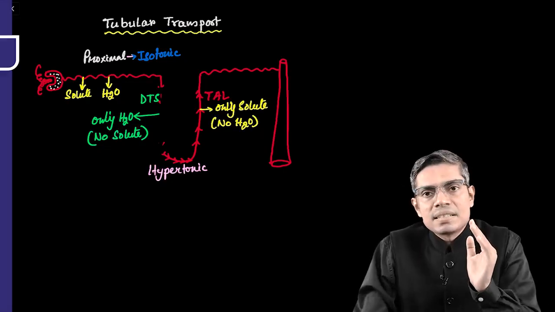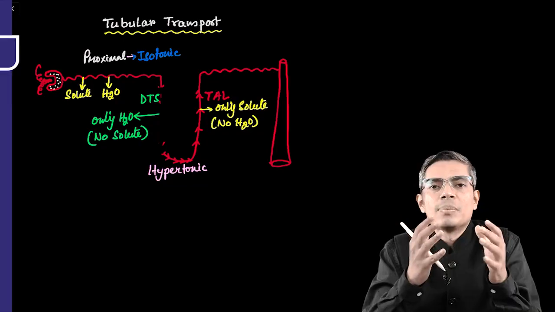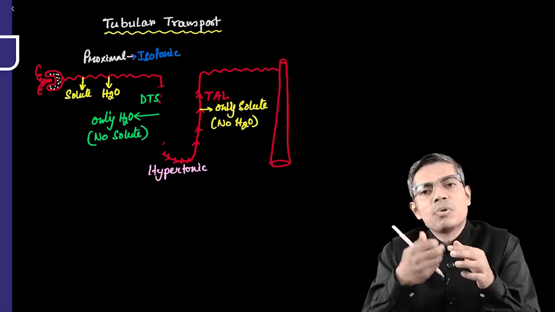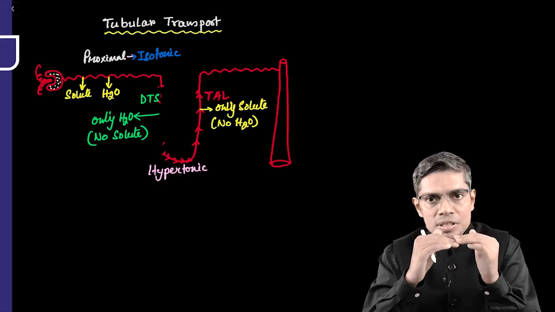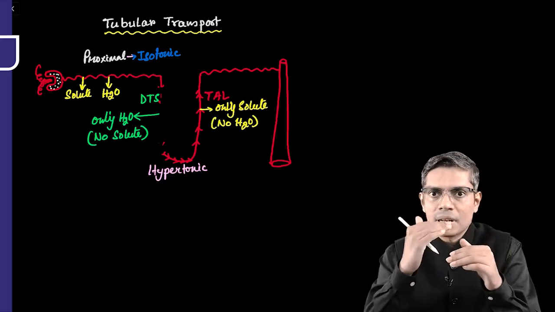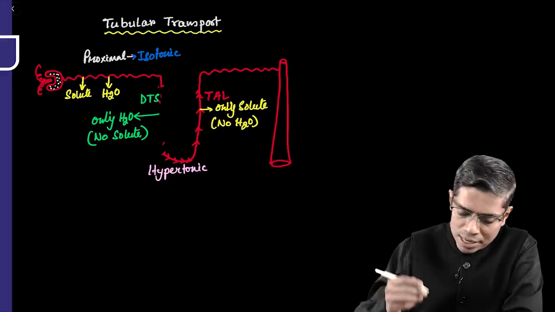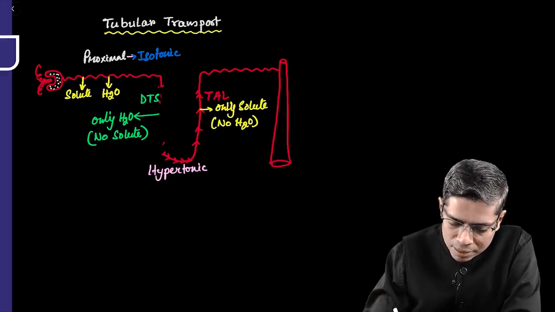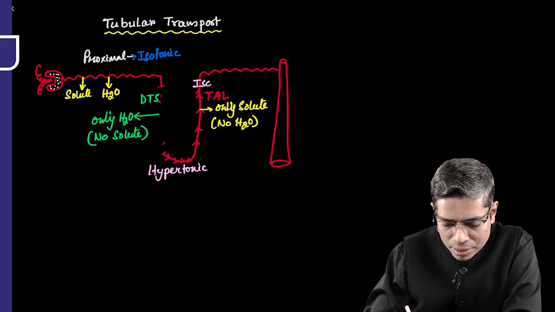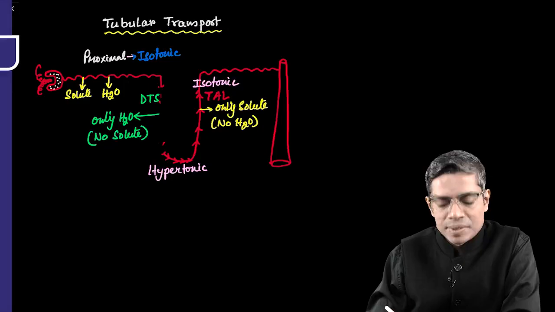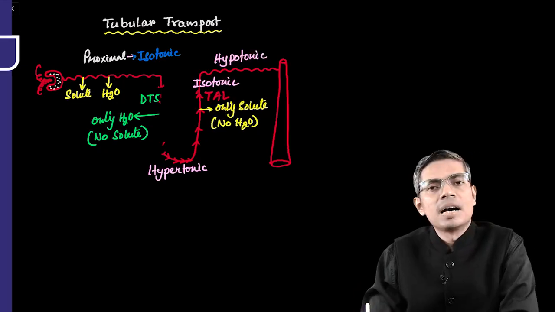So TAL, the thick ascending limb of loop of Henle, is reabsorbing more and more solute from a hypertonic urine. If you take out more and more solute without water, the hypertonic urine will gradually decrease in its tonicity. So what will happen? It will become isotonic, followed by hypotonic in nature, right? So that's why we say that at the upper part of the TAL, it will again be converted into isotonic, followed by the level of DCT, where it will be converted into hypotonic.